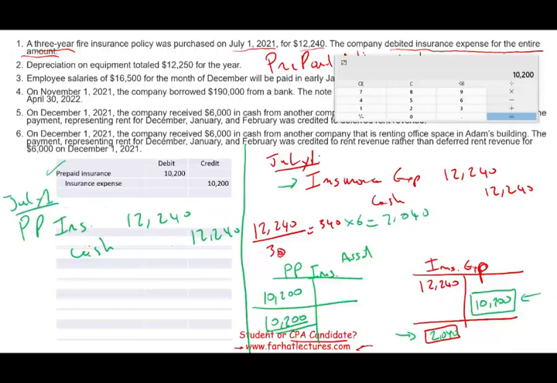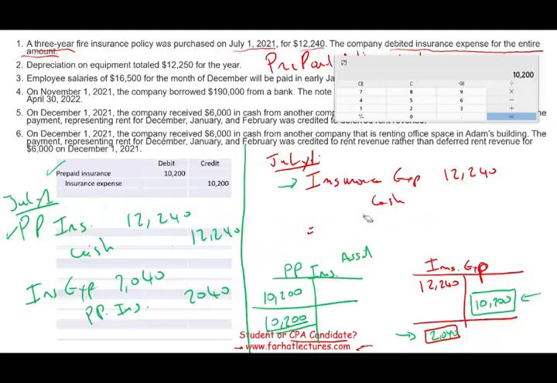Then by December 31st, what they should have done is debit insurance expense $2,040 and credit prepaid insurance $2,040. This is if they did it right from the beginning. Right from the beginning, they should have had a prepaid rather than insurance expense. But at the end of the day, the same thing happened. What do I mean by the same thing? Let me erase this to show you that from a T account perspective, the same thing happened.